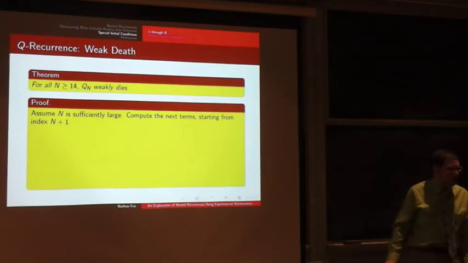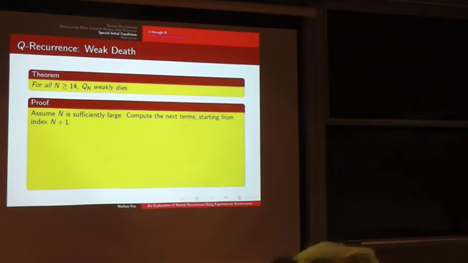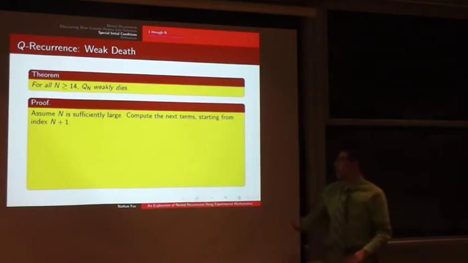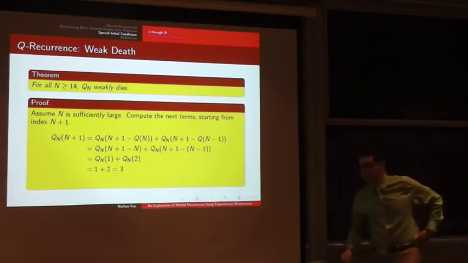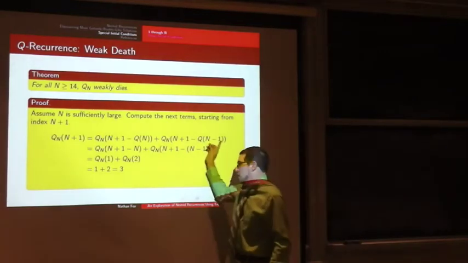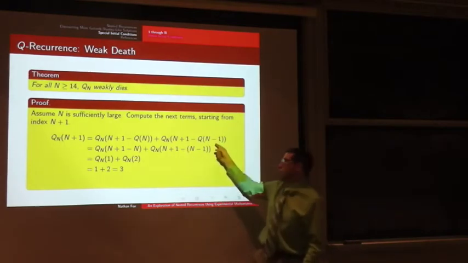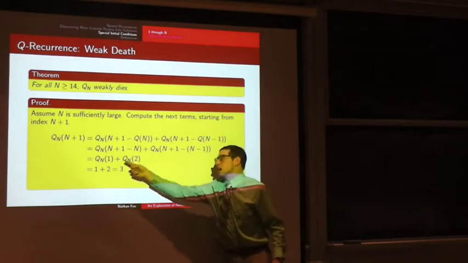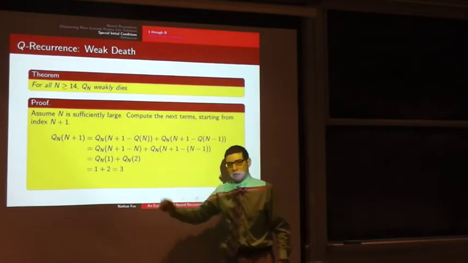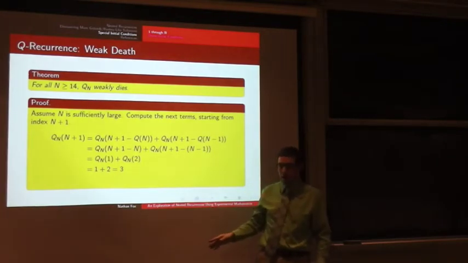Well, we assume n is sufficiently large, and part of the result is going to be what does sufficiently large mean. So we start computing terms. So this is what it looks like to compute one of these. So Q of n plus 1, we plug it all in. But these guys were in our initial condition, so we know their values. And then we rewrite things. These guys were also in our initial condition, so we get 3 for Q of n plus 1.